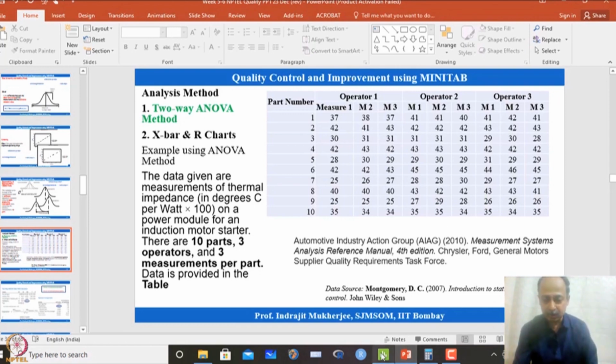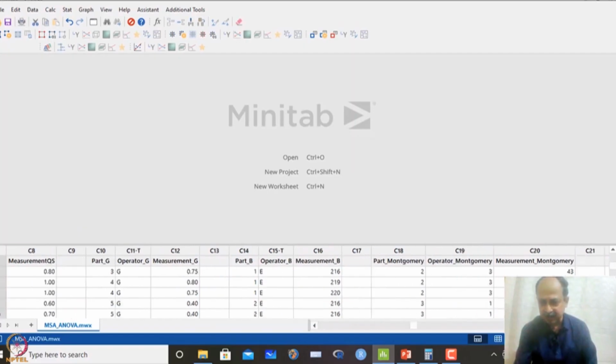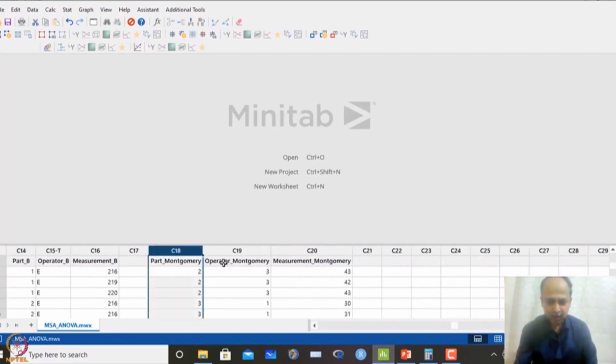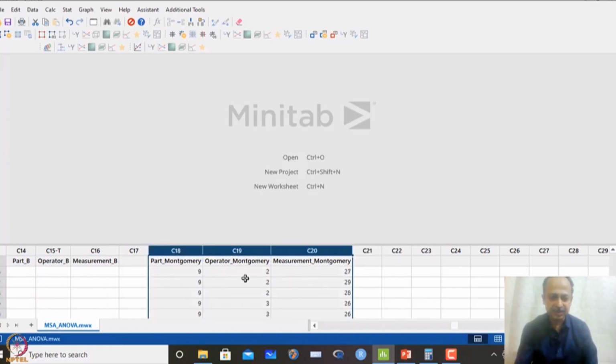So, these measurements are in my MINITAB file, given at the last part of it. So, this is part Montgomery, operator Montgomery, and measurement Montgomery, because this is Montgomery's example, so I have taken it from there. So, these are the three observations, 90 observations given over here. All these 90 observations we are going to analyze using a gauge R&R study.